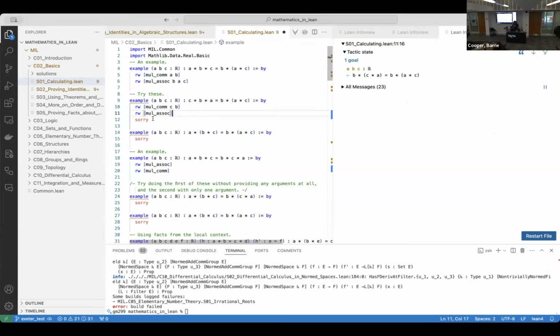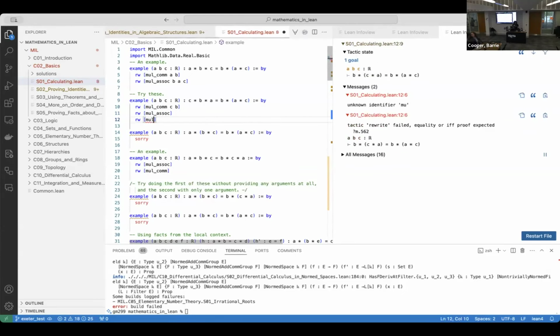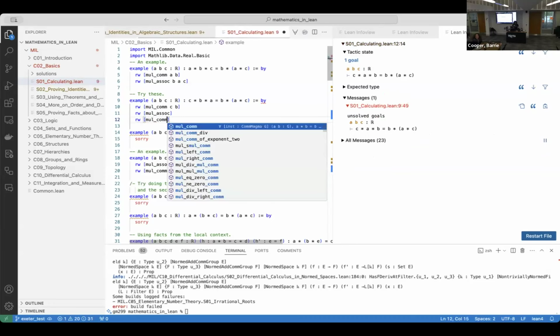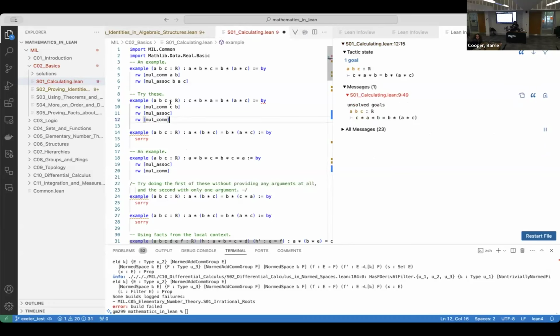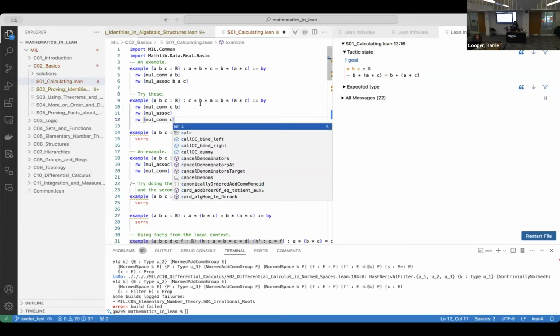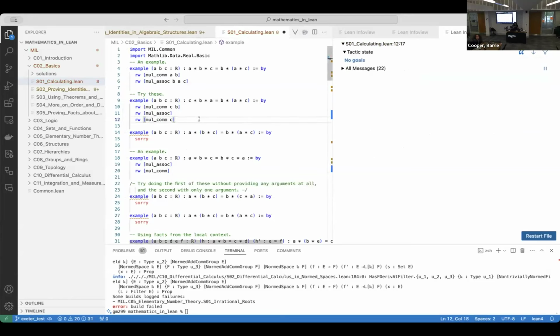Now what happens if I try commutativity of multiplication? Is it going to work? It didn't do what we wanted, because we wanted it to swap the C and the A, but it's actually done something else. It swapped the B with the C and the A. So what should we do? Just focus on C and A? Yeah. Or just the C, and it figures out the A. Fabulous.